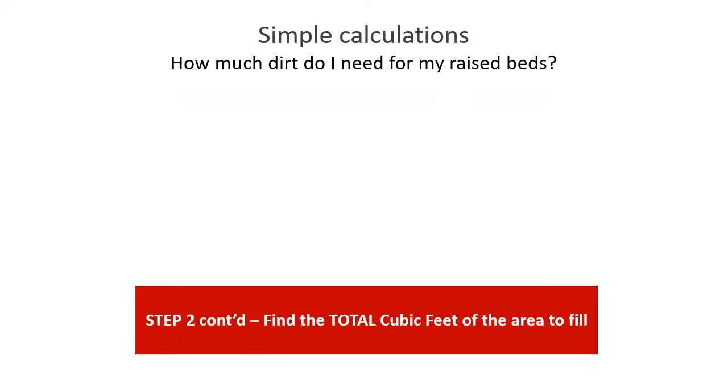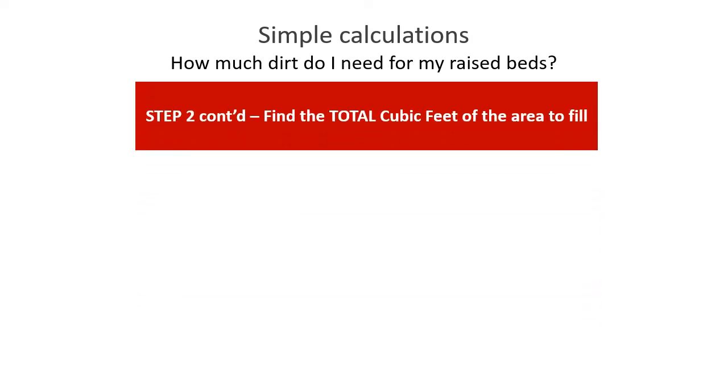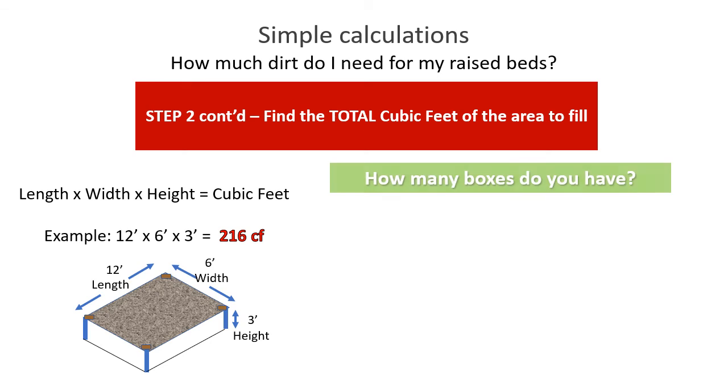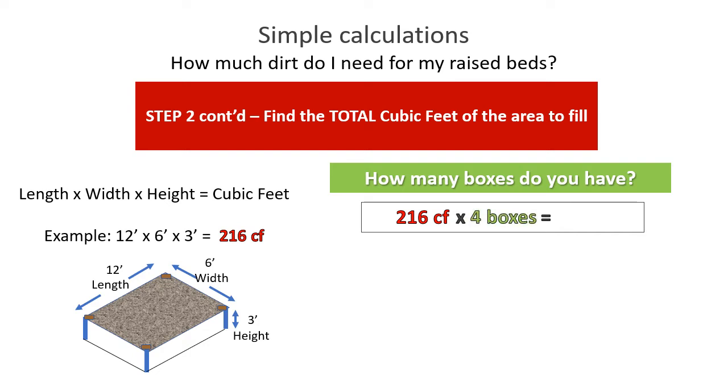If you have more than 1 raised garden bed like we do, remember to multiply that into your total cubic feet. Our garden has 4 raised garden beds, so 216 cubic feet times 4 boxes is 864 cubic feet.